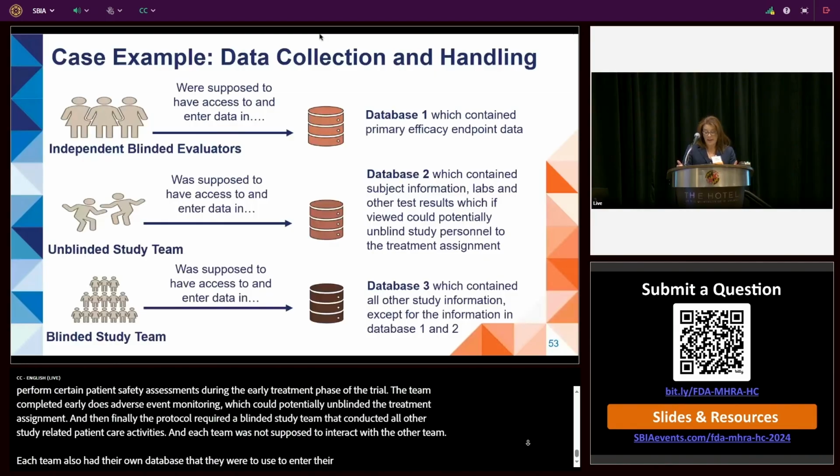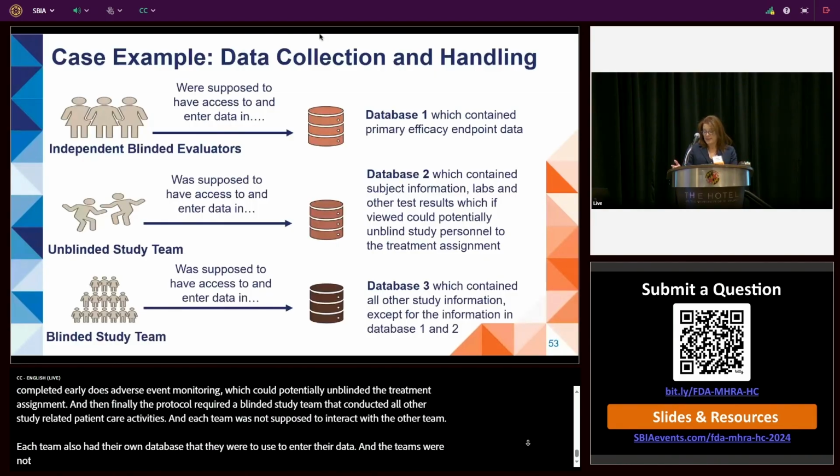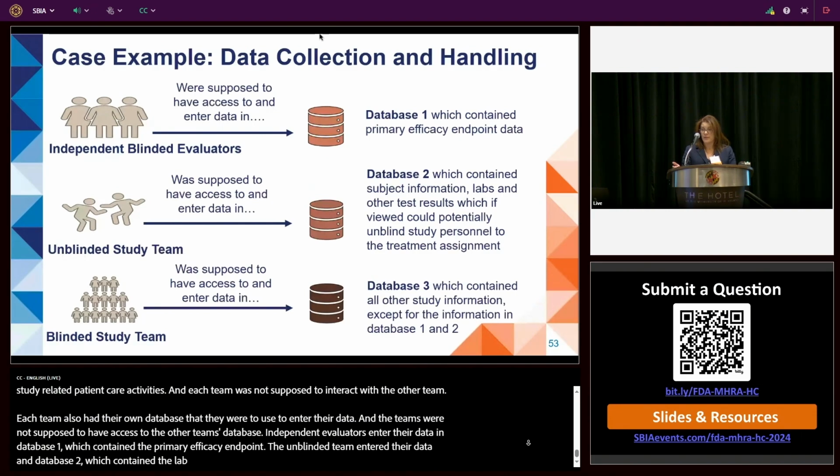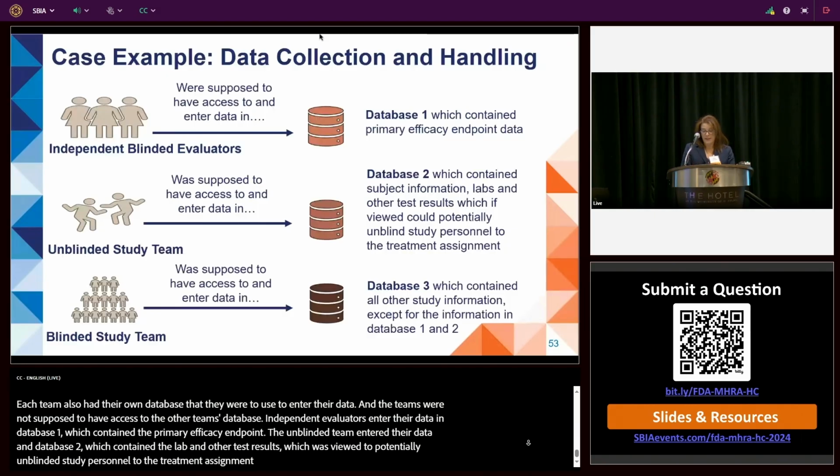So independent evaluators entered their data in database 1, which contained the primary efficacy endpoint data. The unblinded team entered their data in database 2, which contained the labs and other test results, which if viewed could potentially unblind study personnel to the treatment assignment. And then the blinded team entered their data in database 3, which again contained all other study information.